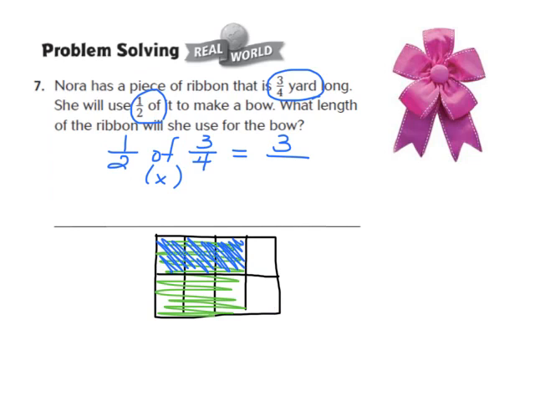Now our next step is to count how many smaller squares there are altogether, and that's going to become the denominator. So we have 1, 2, 3, 4, 5, 6, 7, 8 smaller rectangles. So that 8 now becomes our denominator. So what that tells me is 1/2 times 3/4 gives us a product of 3/8. And with the product 3/8, I can't simplify, so we're going to go ahead and circle that, and we're going to say that she needs 3/8 yard of ribbon to make the bow.